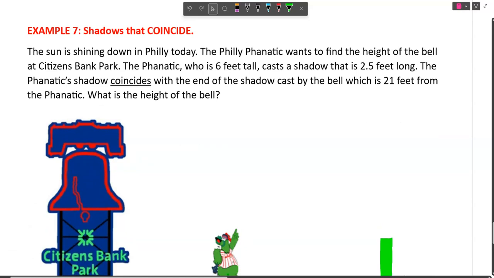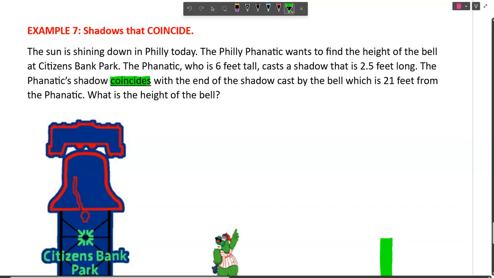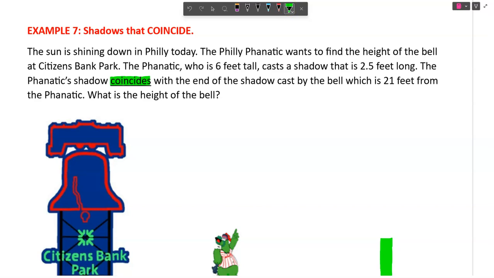So it says, the sun is shining down in Philly today. The Philly fanatic wants to find the height of the bell at Citizens Bank Park. The fanatic is 6 feet tall, and they cast a shadow that is 2.5 feet long. The fanatic's shadow, and our key word for this problem is coincides with the end of the shadow cast by the bell, which is 21 feet from the fanatic. What is the height of the bell?